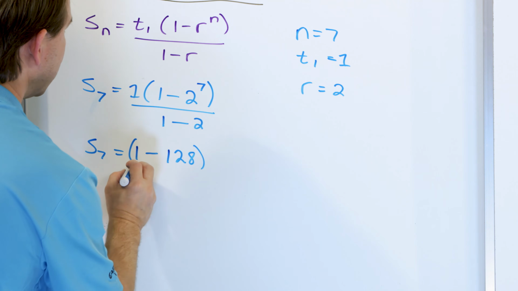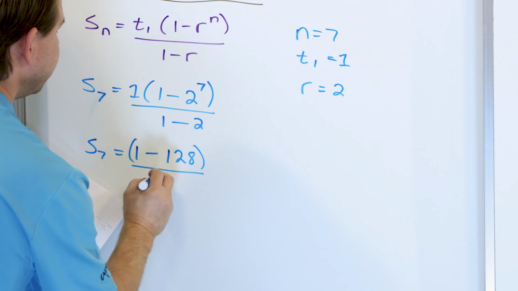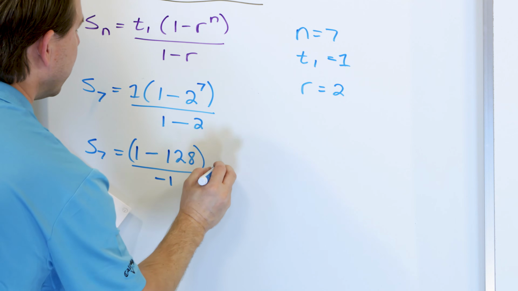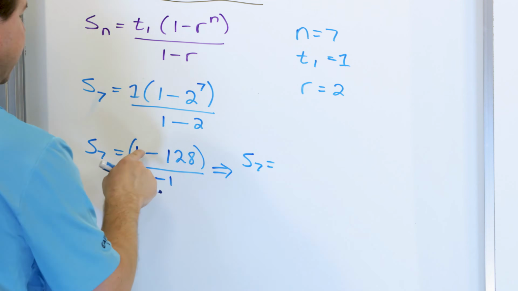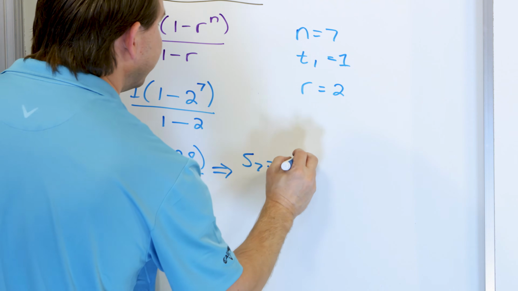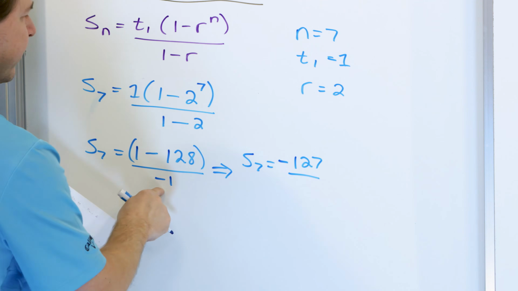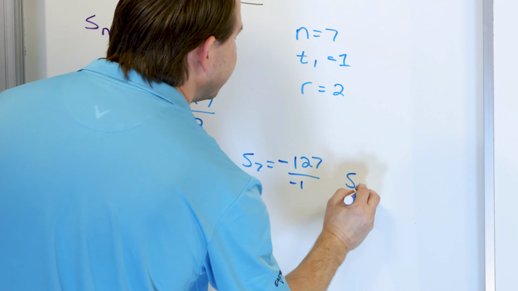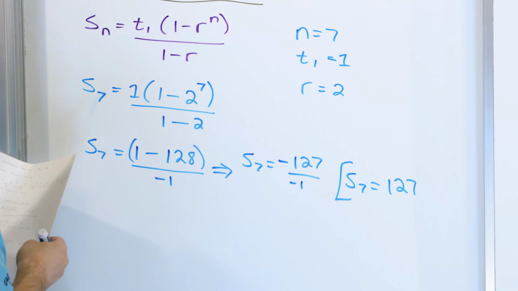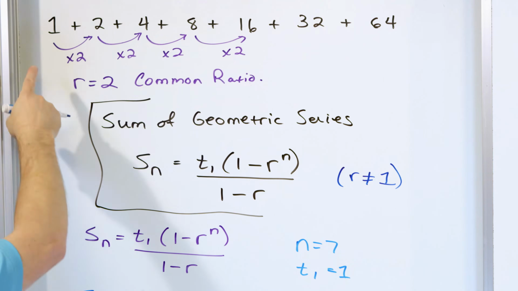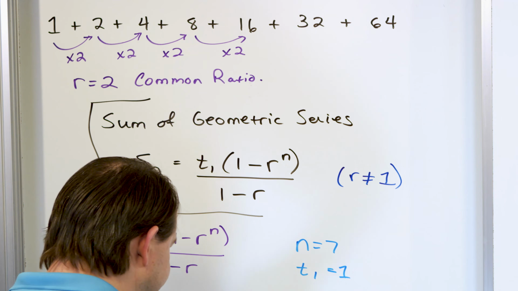Wrap it in parentheses if you want. On the bottom, 1 minus 2 is going to be negative 1. So what are you going to get? You're going to have S7. You're going to get 1 minus 128 is negative 127, over negative 1. So the 7th partial sum is positive 127. So what we're basically saying is that if we add up all of these terms, we should get 127.